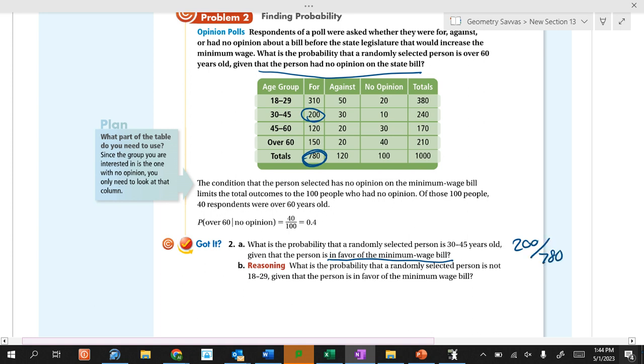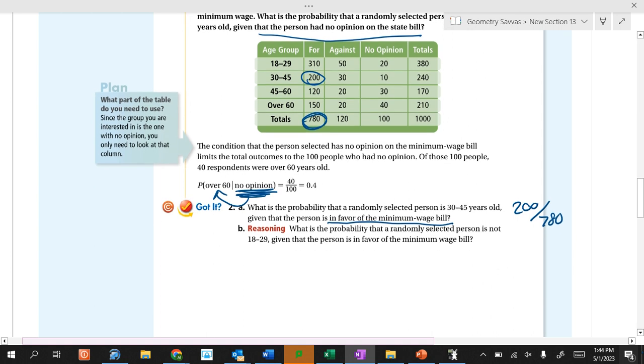Okay? So you just got to be careful how it's asked. Okay? So we're looking at a certain population and then figuring out from that population a subpopulation.